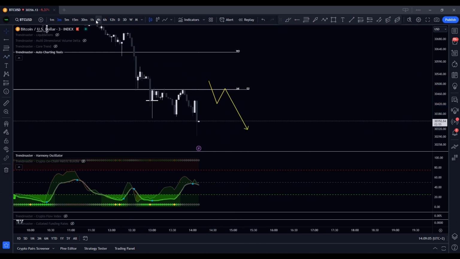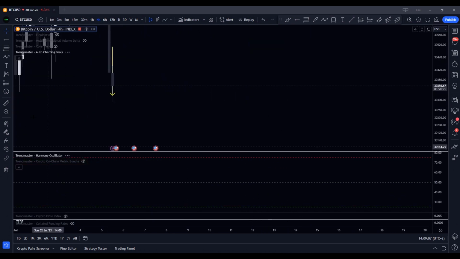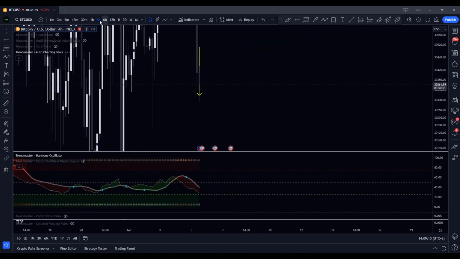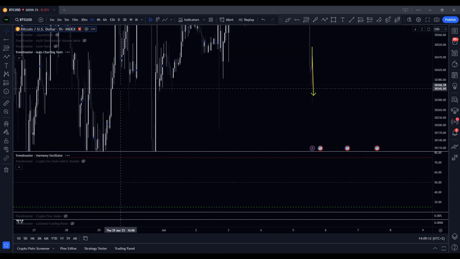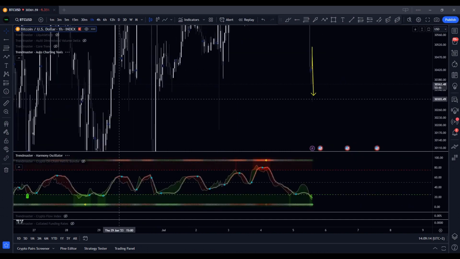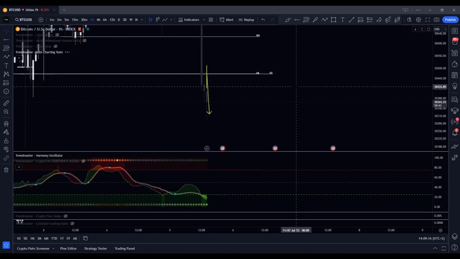How do we find targets? Go on the 4 hour. Where are we at now? Did we come to anything really important? No. What about the 1 hour? Anything super important in this zone? No, not really. So how can you make good profit targets if you're still dumping, essentially?